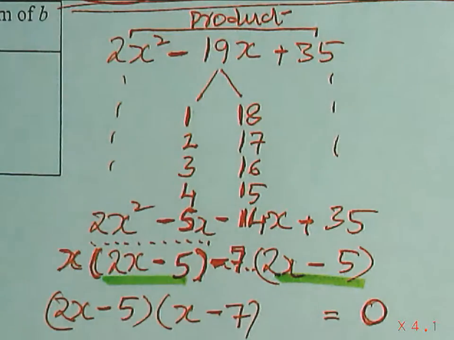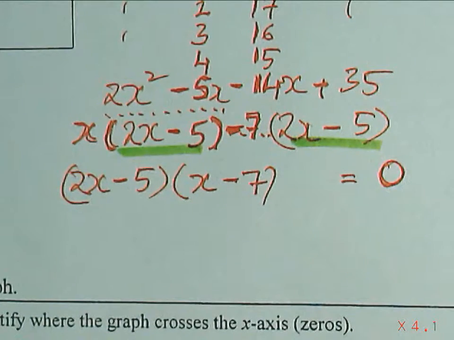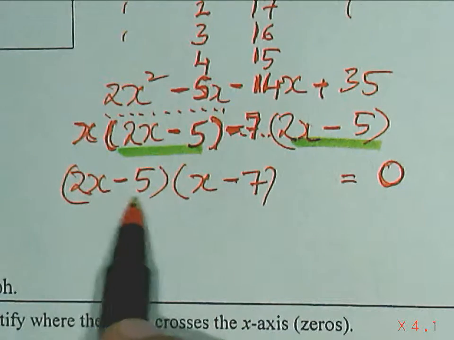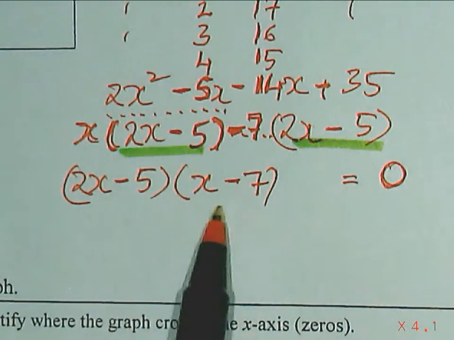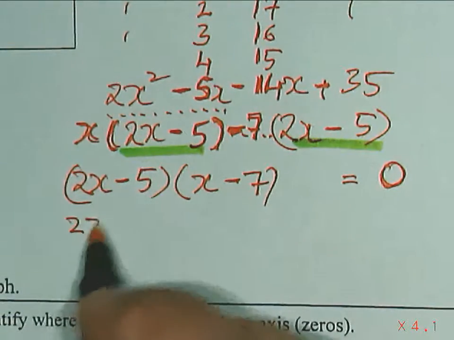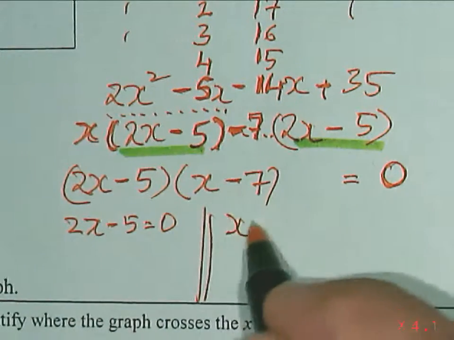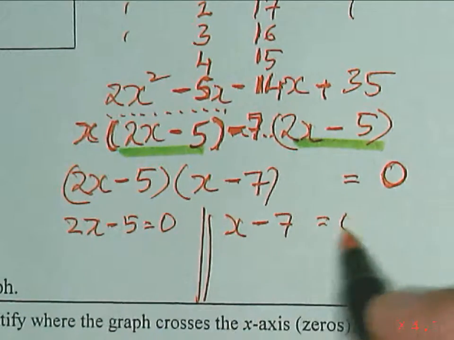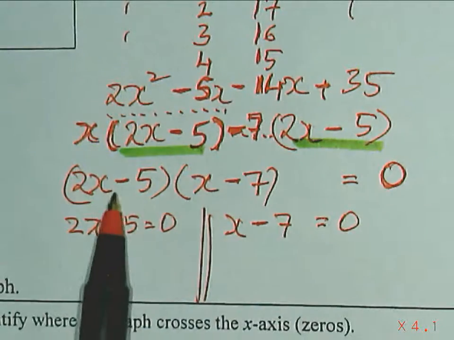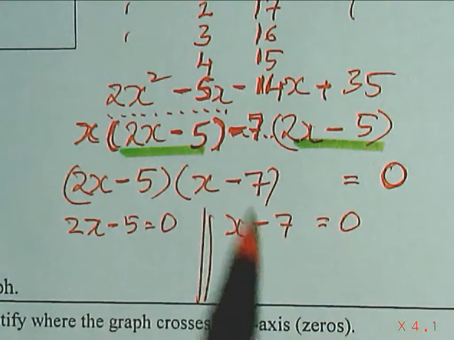Already in the previous question, I explained that we came to the end of the question. Here, there is a product of 2x minus 5 times x minus 7 equals 0. So, it could be 2x minus 5 is 0 or x minus 7 equals 0. If the product of these two equals 0, then either this is 0 or this is 0.